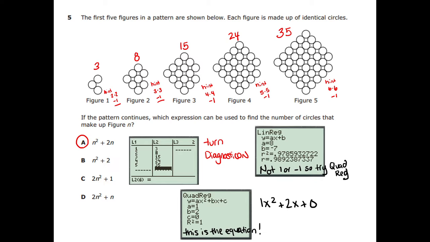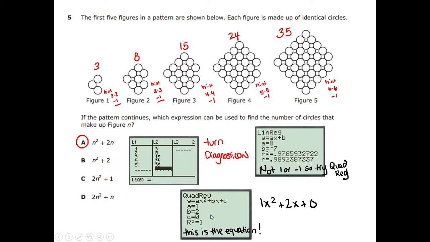Now, even when you get the total, you still want to turn your diagnostic on because we got to figure out the equation. And if you go stat calc 4 for linear, which is what you should always do to start, we don't have 1 or negative 1 as our R, so we're going to try quadratic. If we had 1 or negative 1, we would stop.